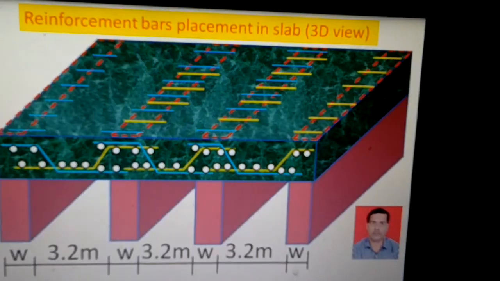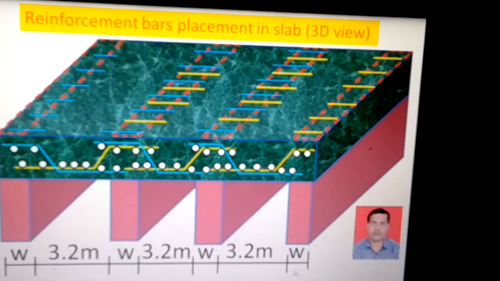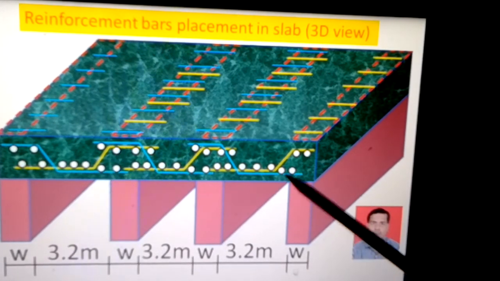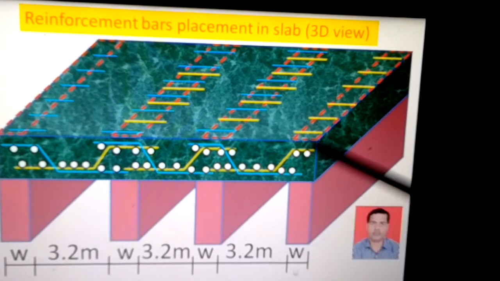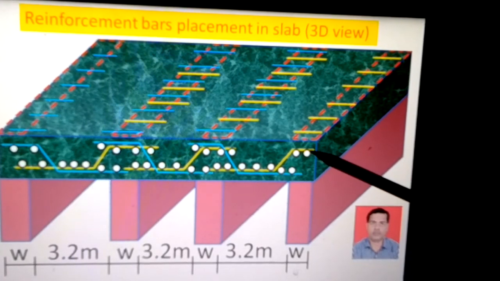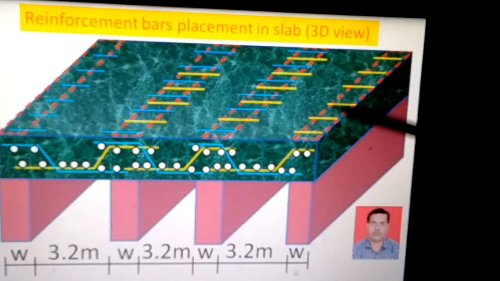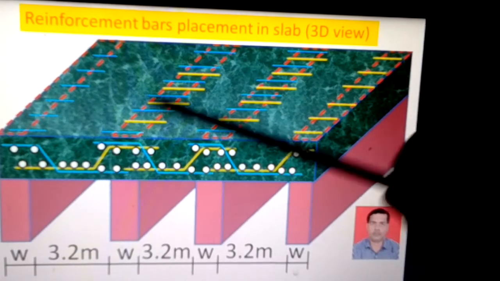you can see here in this diagram that the whole depth of the slab has the same type of reinforcement as seen in the cross section before, and whatever bars are placed on the top in the cross section are visible along the whole length of the slab. In the top area you can see here.